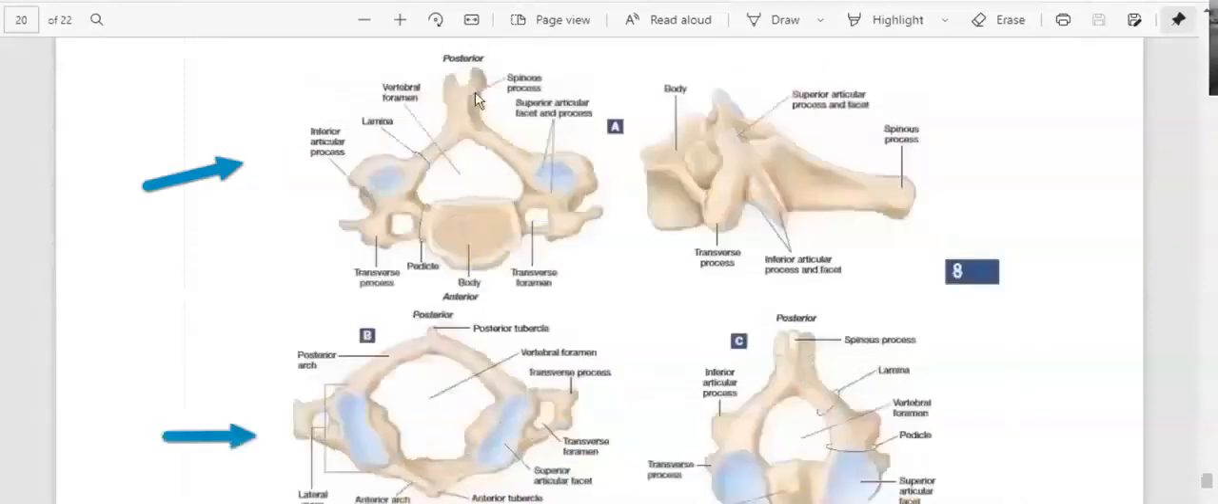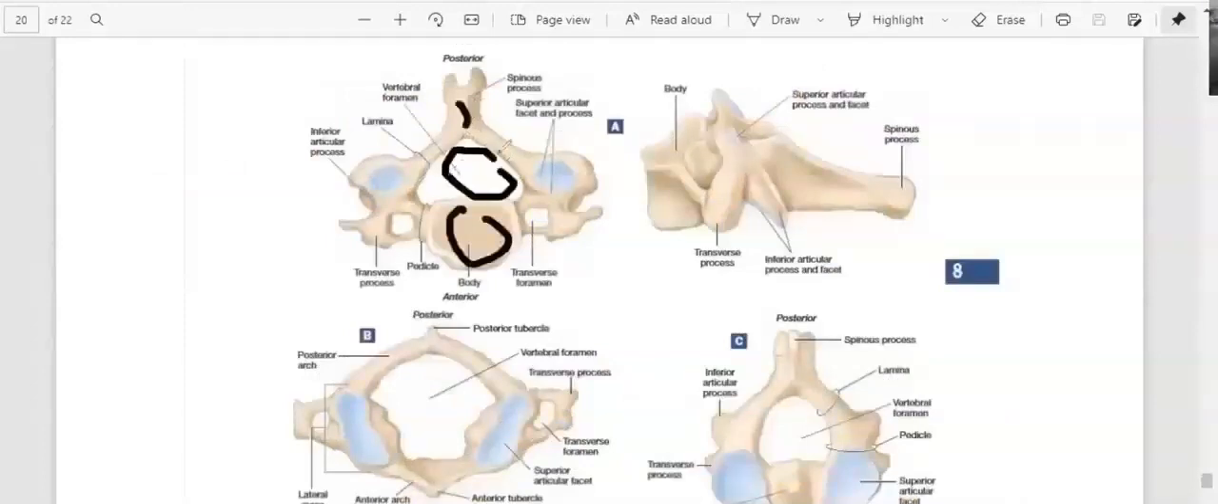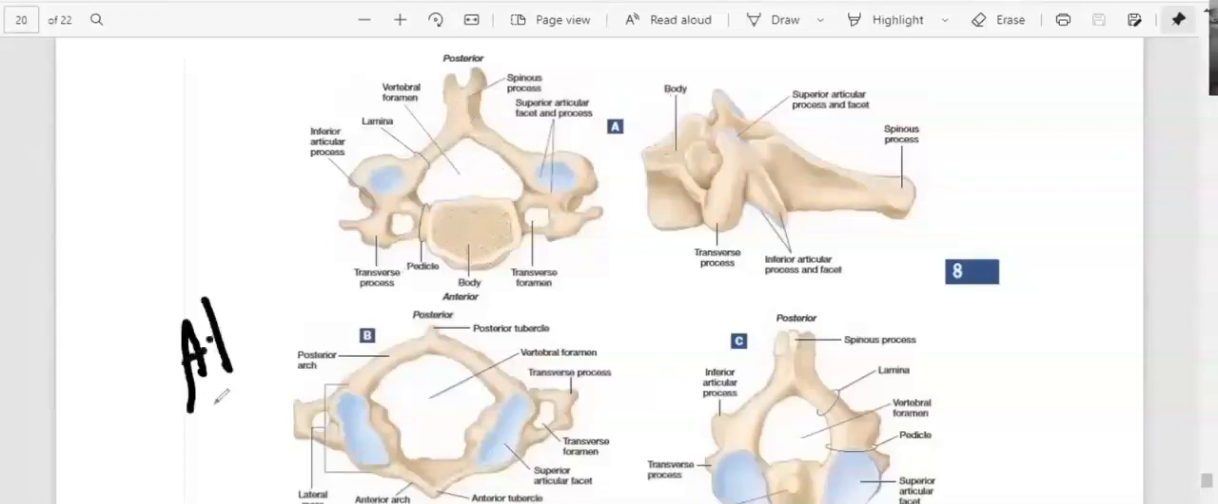As you can see, they also have the body, they have the transverse process, you're going to have the spinous process, the vertebral foramen. So again, they have the same characteristics, except the first two. The first one is going to be the atlas, this one, and this one right here is going to be the axis. They're going to be somewhat different.